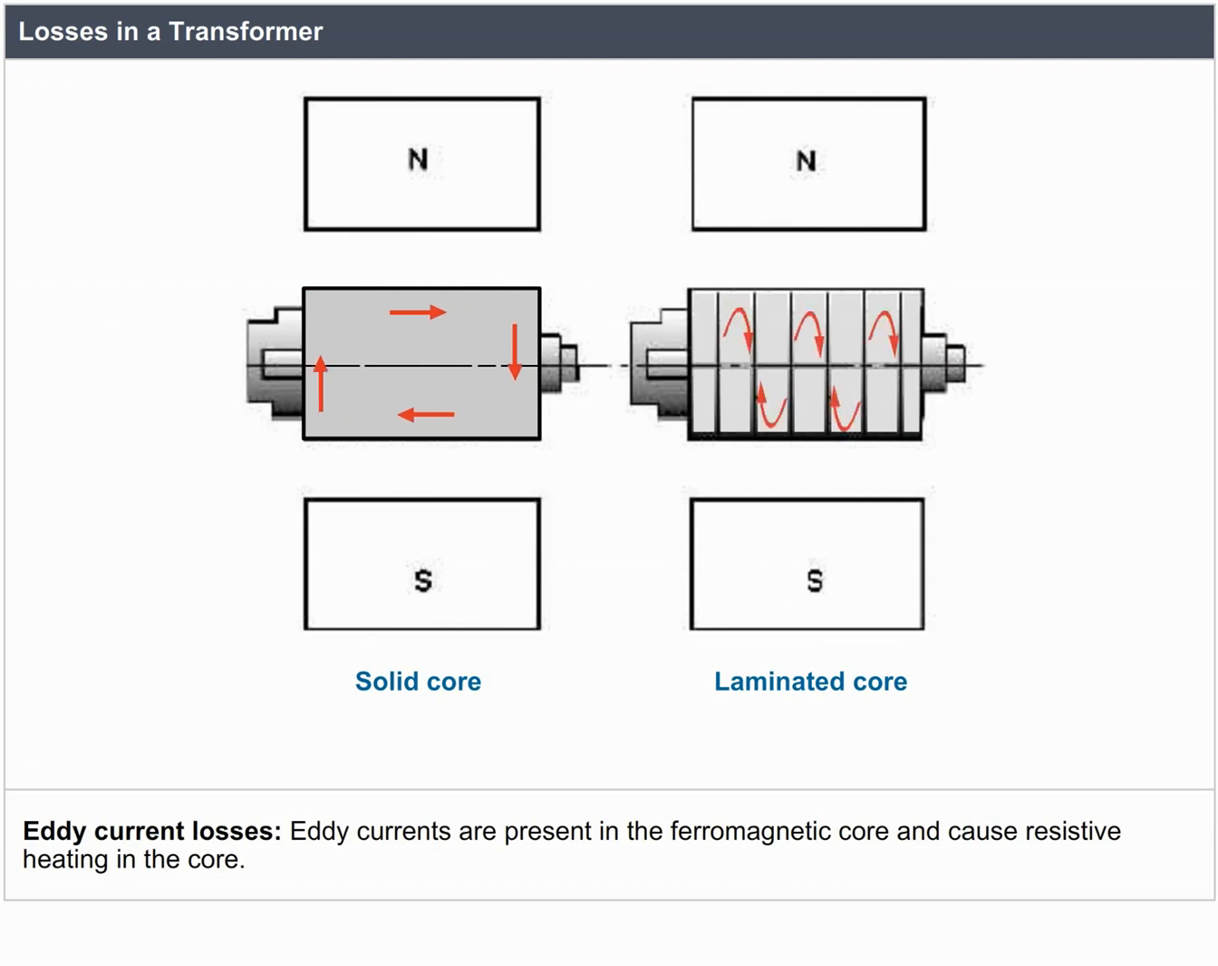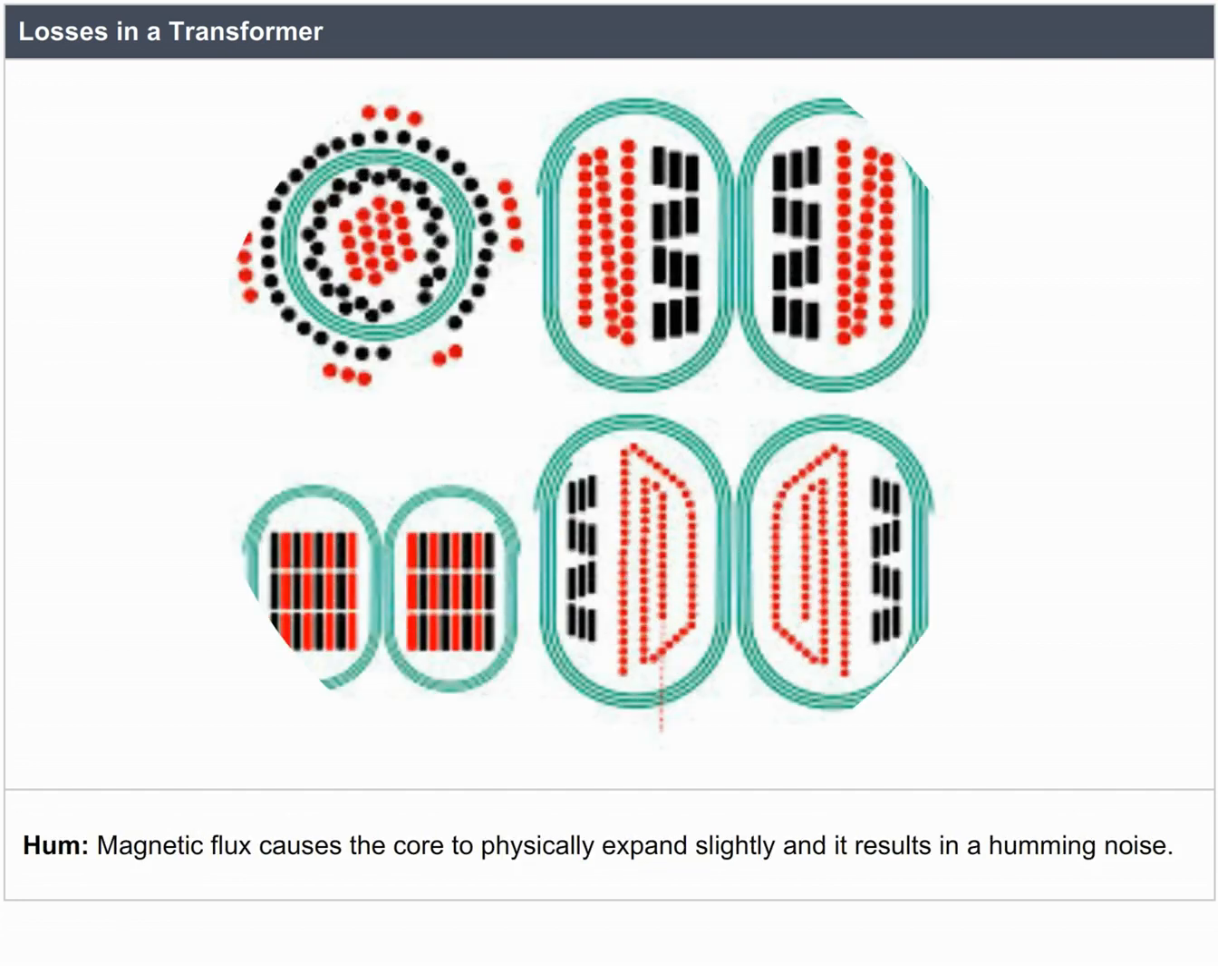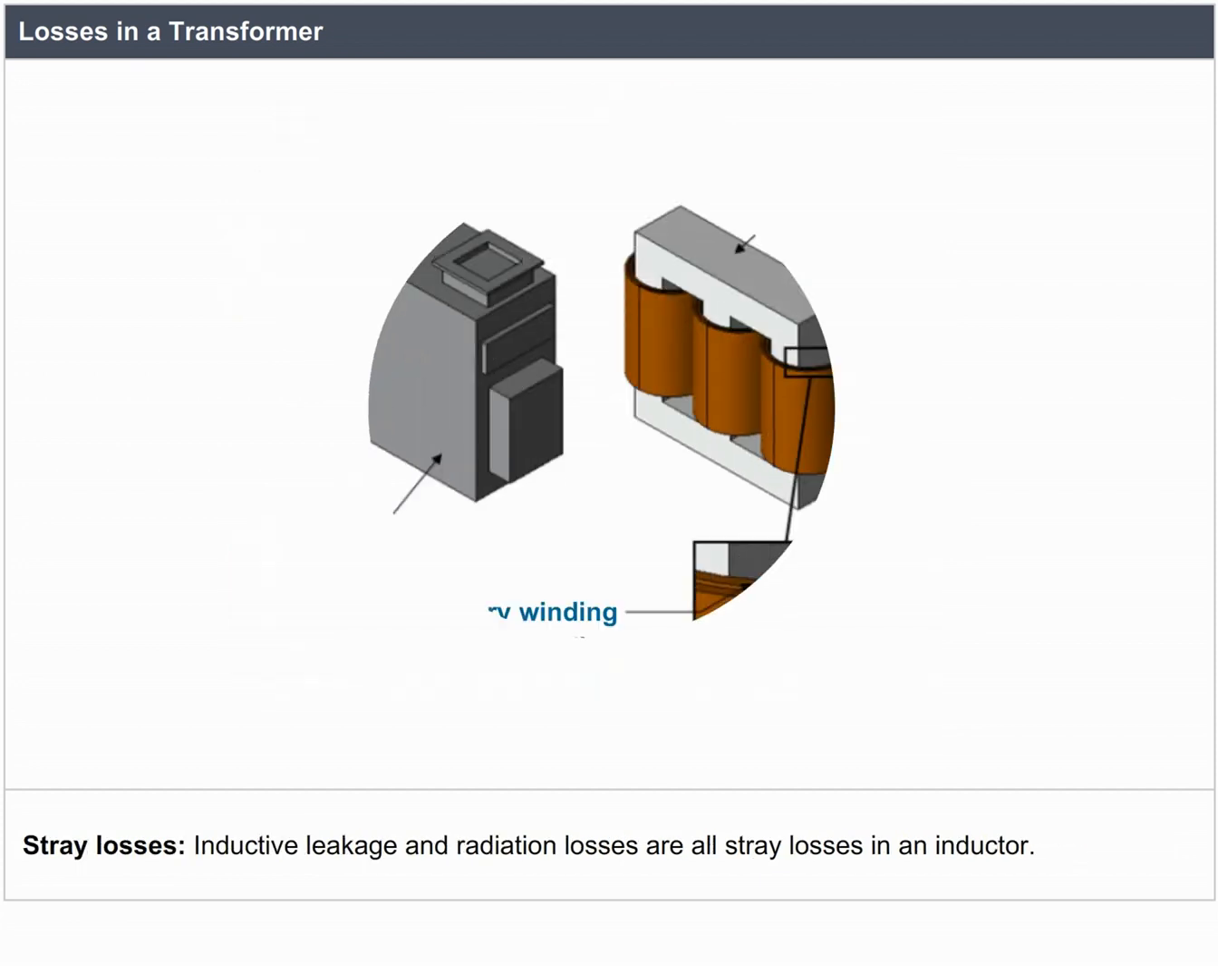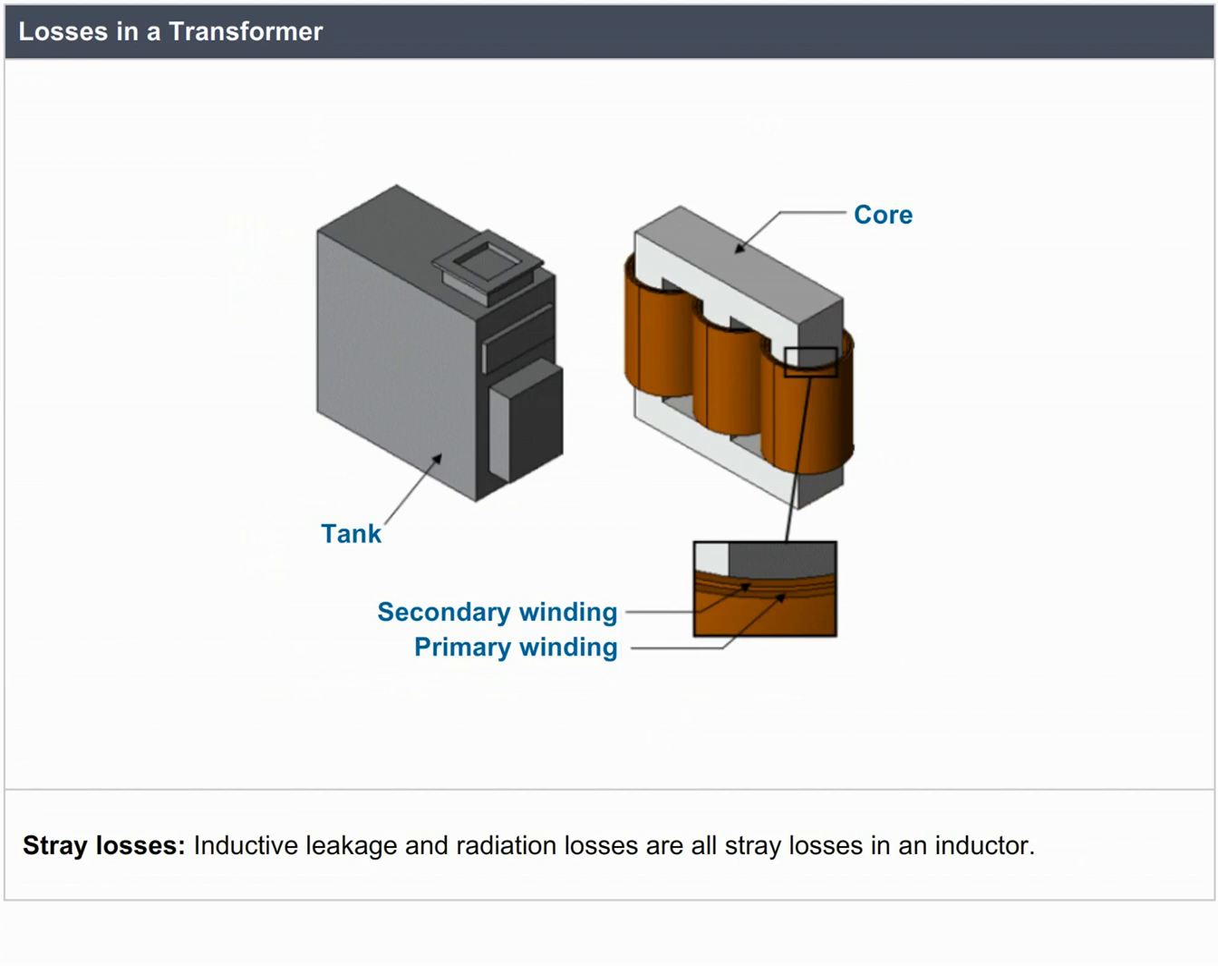Hum. Magnetic flux causes the core to physically expand slightly and it results in a humming noise. Stray losses. Inductive leakage and radiation losses are all stray losses in an inductor.